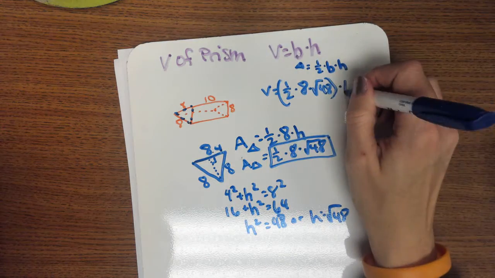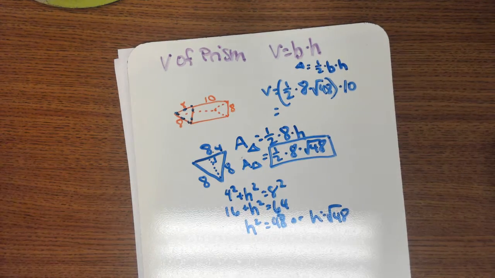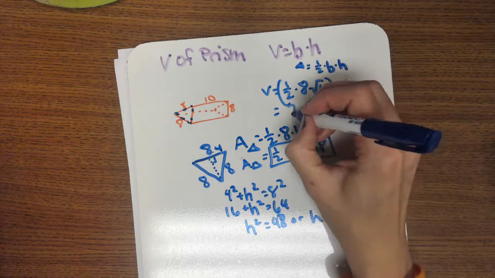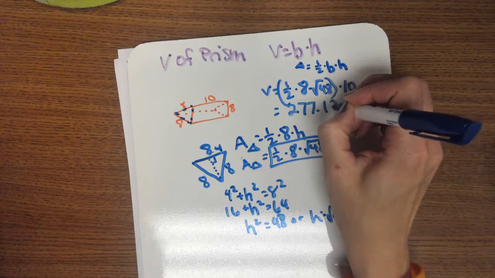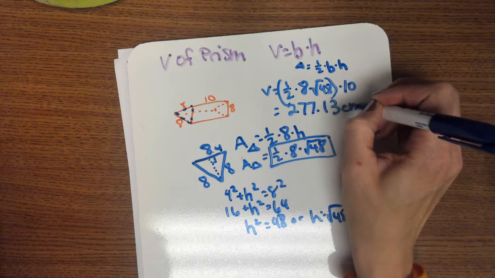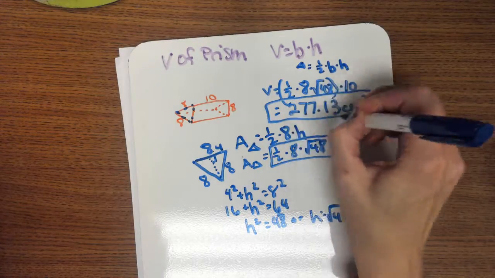Times the height, which is 10. And I can plug all of that straight in, 0.5 times 8 times radical 48, close your parentheses, times 10. And I get 277.13, I'm going to say centimeters cubed. I think it was cubic centimeters. And that's my volume.